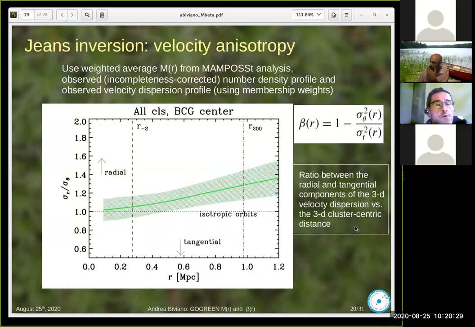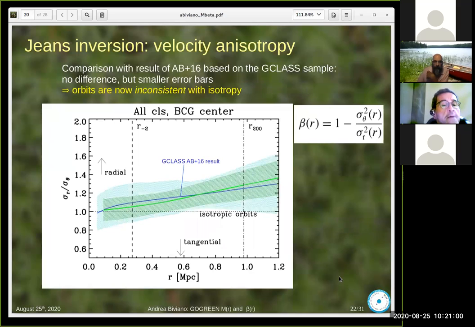So basically, using the mass profile from MAMPOSSt, we derive this velocity anisotropy profile, which I'm indicating not as beta, but as the ratio between the radial velocity dispersion and the tangential velocity dispersion. And as you can see, well, isotropic orbits would have this ratio equal to 1, radial orbits a ratio greater than 1, tangential orbits a ratio less than 1. So you see there is increasing radial anisotropy with increasing distance from the cluster center.